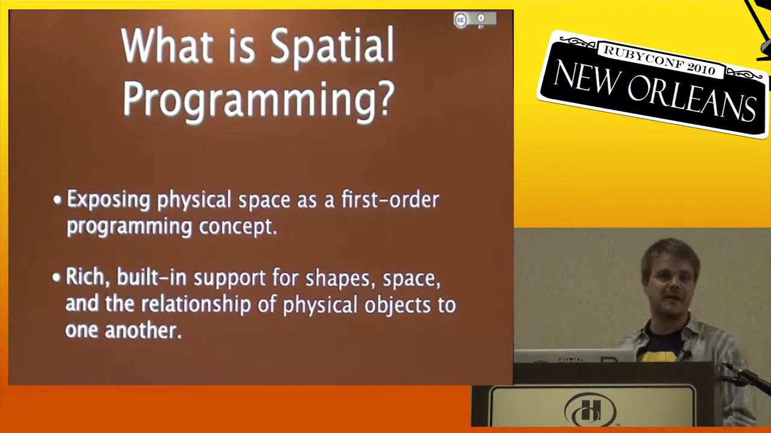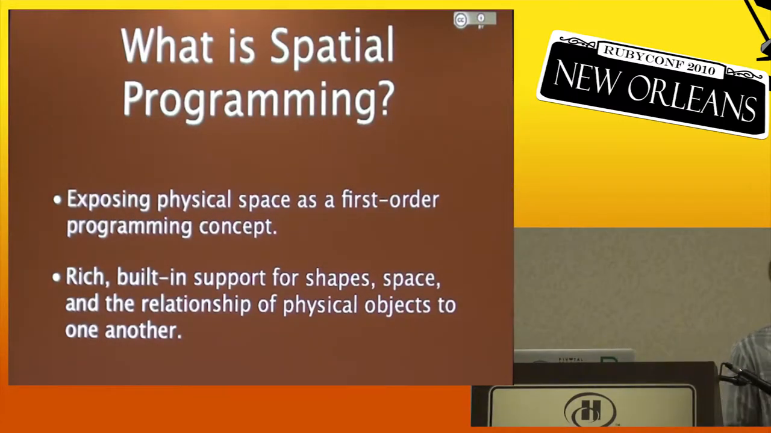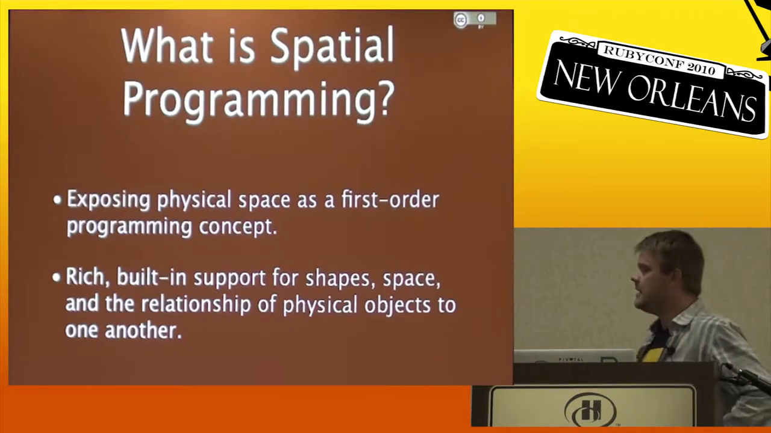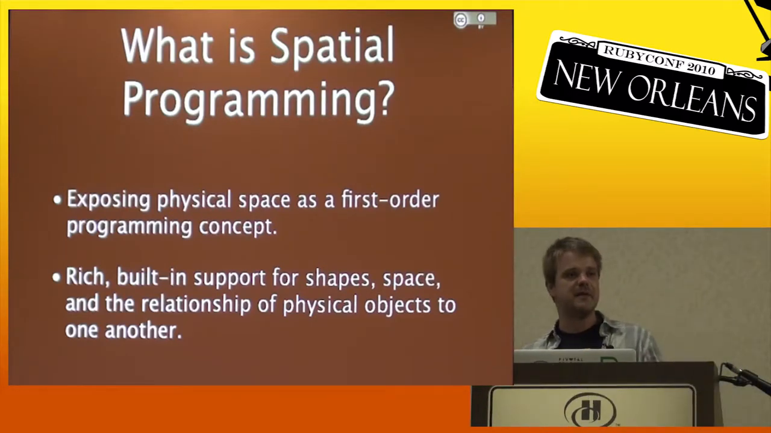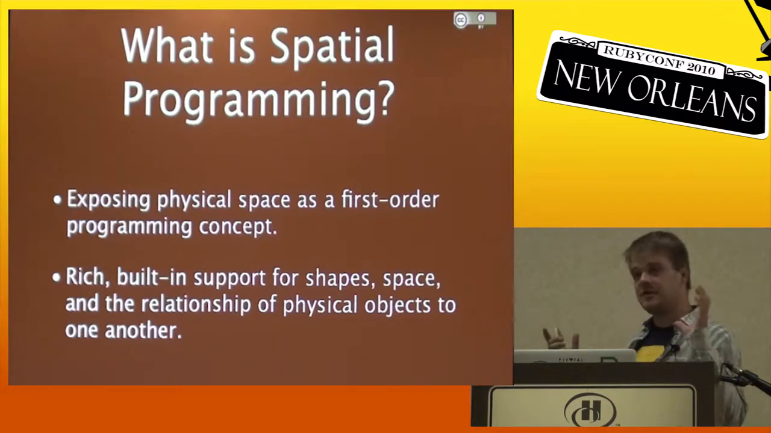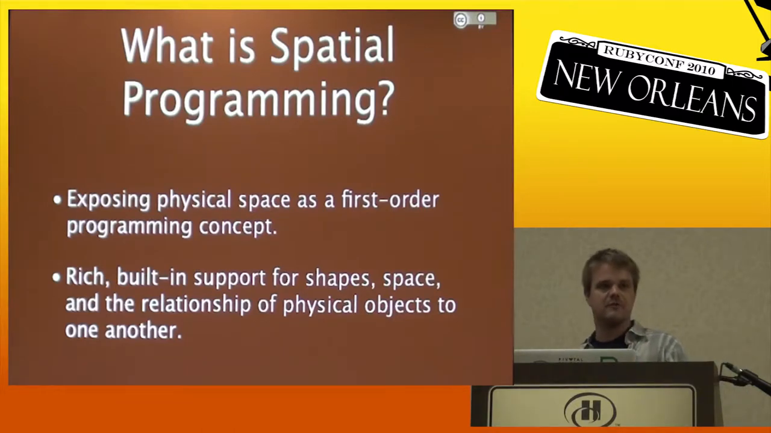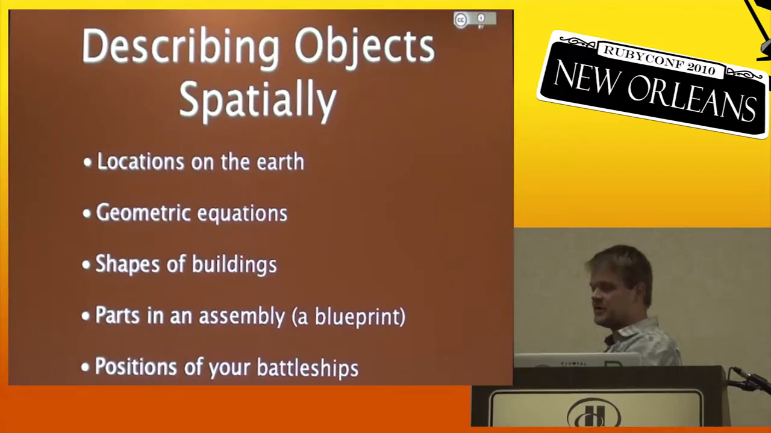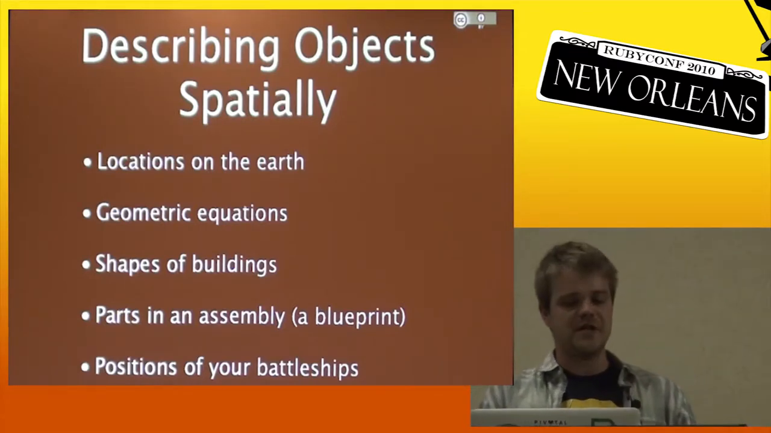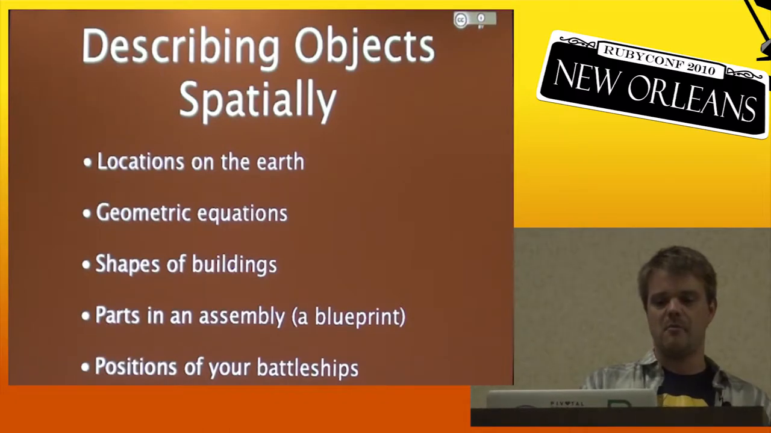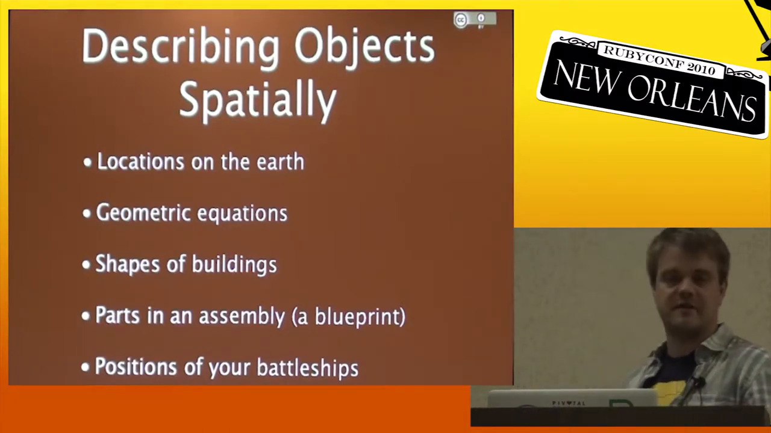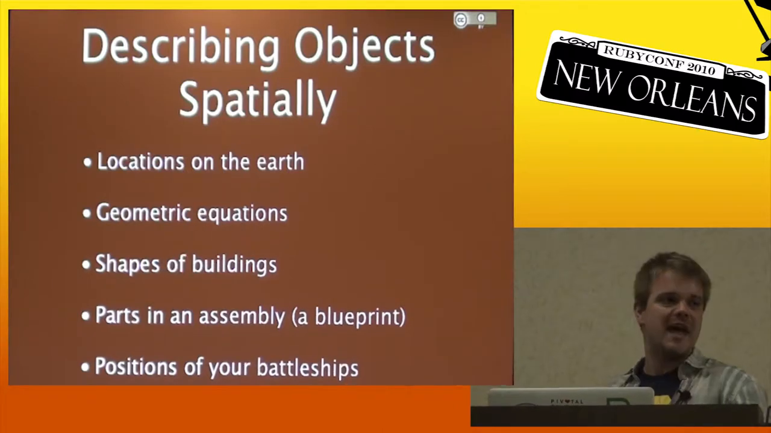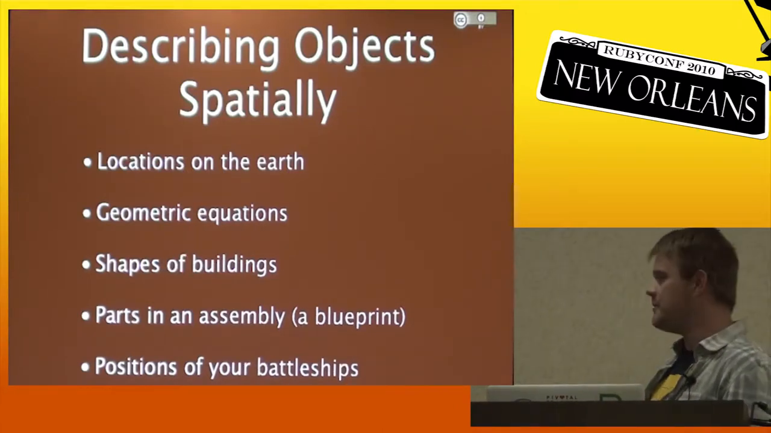So, spatial programming. In a nutshell, it is exposing space as a first-order programming concept. It is dealing with the distances and the sizes and shapes of things as if it were built into your language. When you do spatial programming, you get rich built-in support for shapes, sizes, and the relationships between things. When I talk about describing things spatially, these are some of the things you can describe: locations on the earth, geometric equations, the shapes of buildings, parts in an assembly, positions of things, where your chess pieces are, anything that basically breaks the mold of your typical object-relational database.